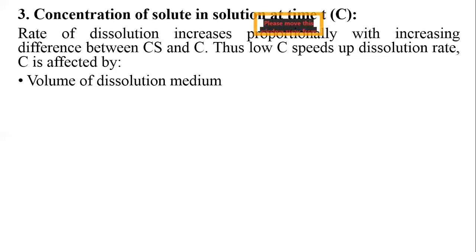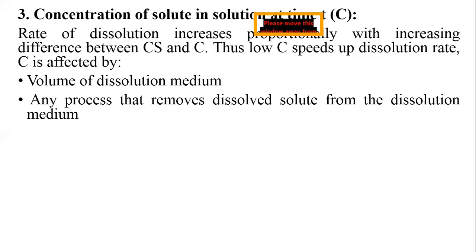The second factor that affects the C value is any process that removes the dissolved solute from the dissolution medium. For example, adsorption onto an insoluble adsorbent, or partitioning into a second liquid that is immiscible with the dissolution medium. Also, removal of solute by dialysis or by continuous replacement of solution by a fresh dissolution medium can result in a decrease in C and thus an increase in the rate of dissolution.